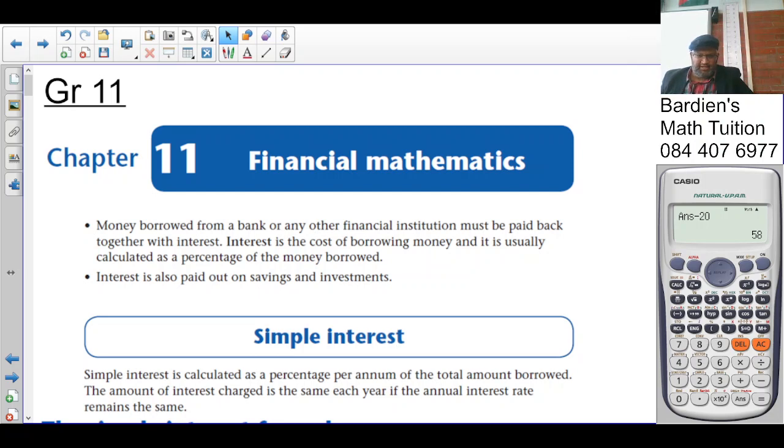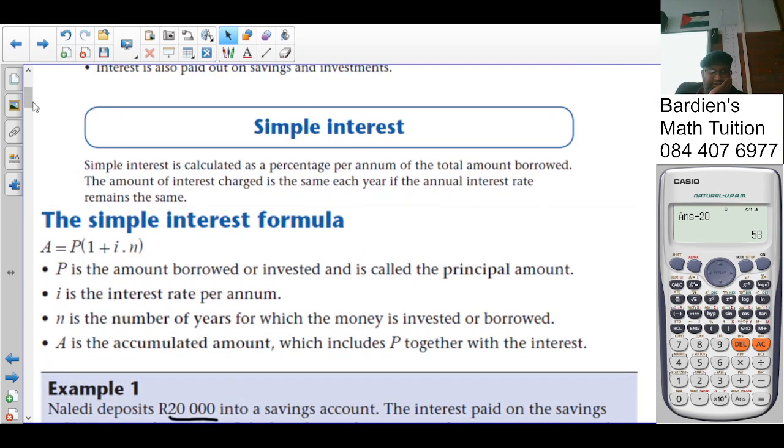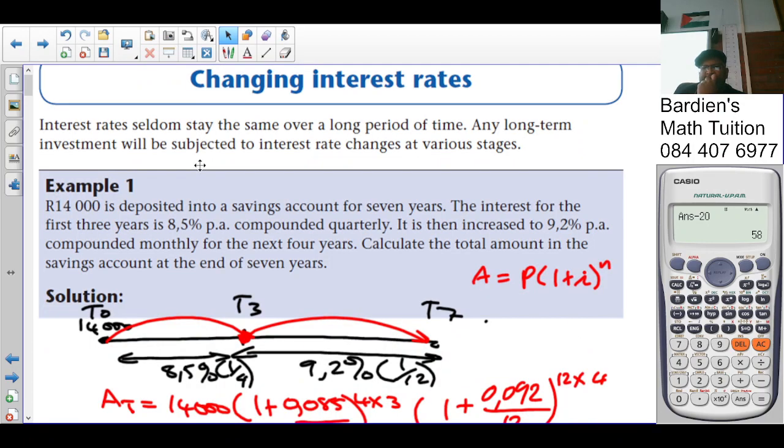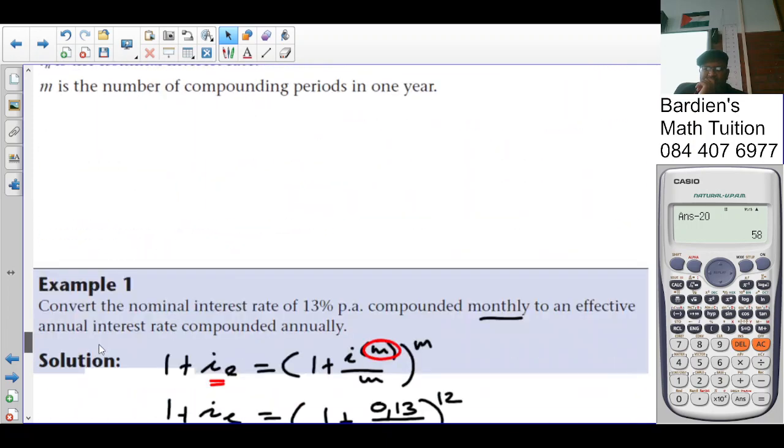You guys had financial maths. We're just going to wrap up the last section on financial maths, dealing with depreciation. So we looked at change in interest rates, nominal to effective.